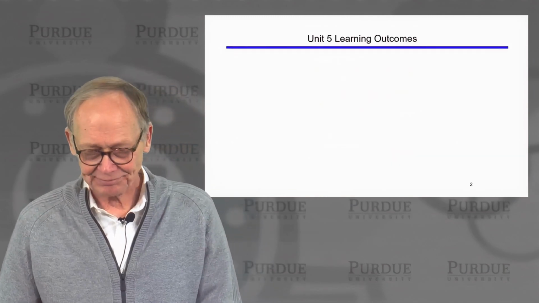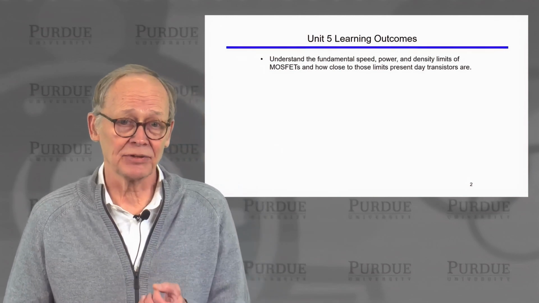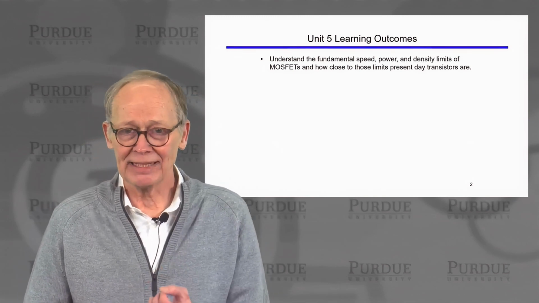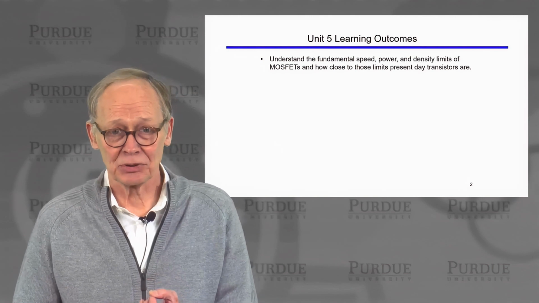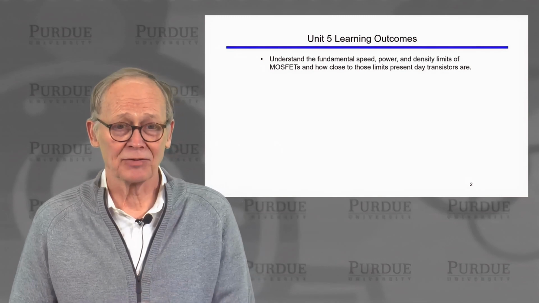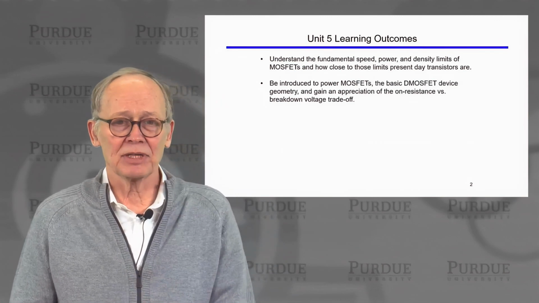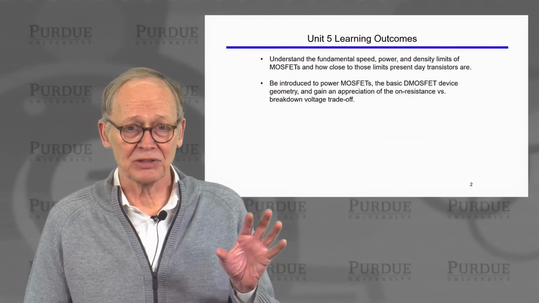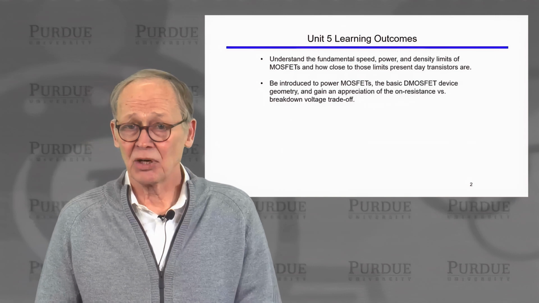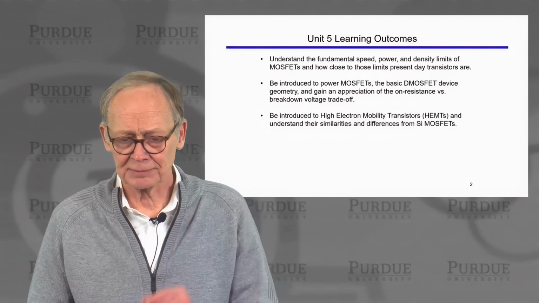In Unit 5, the outcomes that we saw here, first of all, we wanted to develop an understanding of the fundamental limits of MOSFETs. MOSFET dimensions have shrunk down for many, many years. We're beginning to approach those limits, and we wanted to understand how close we are and how far we have to go. We also wanted you to be aware that MOSFETs are used for other applications besides digital logic and analog or RF circuits. MOSFETs are also very important in power electronic applications, so we talked a little bit about power MOSFETs.